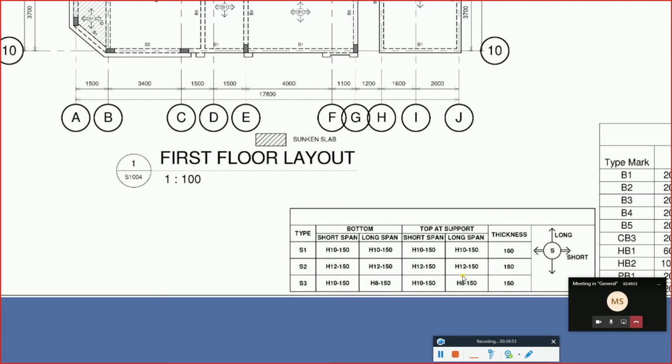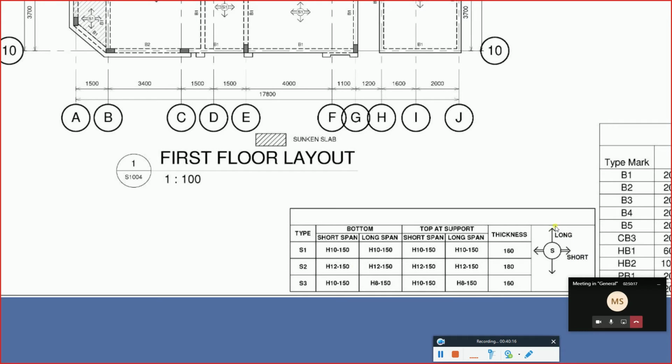So in order to counteract that particular moment, we are supplying reinforcement. So whether it's discontinuous or continuous, there will be a reinforcement at the support. And once again, the thickness differs here. Thickness for S1 is 160, and it goes on. For S2 it is 180, for S3 it is 160.